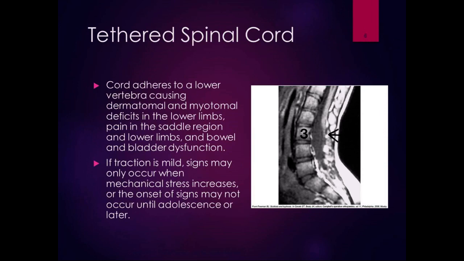The tethered spinal cord, the cord adheres to a lower vertebra, causing dermatomal and myotomal deficits in the lower limbs, pain in the saddle region in lower limbs, and bowel and bladder dysfunction. It depends on where the cord is tethered. If the traction is mild, the signs might only occur when mechanical stress increases, and a lot of times the onset of signs may not occur until adolescence or later as the person grows enough to put tension on the spinal cord.